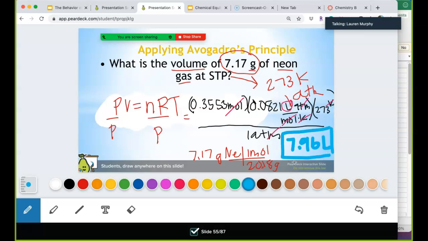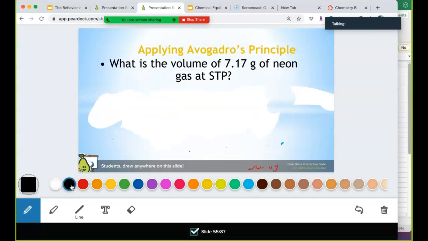I got 7.96 liters. So there's something neat about being at STP. And the neat thing about STP is that 1 mole of any gas occupies 22.4 liters of space. It's like a conversion factor.